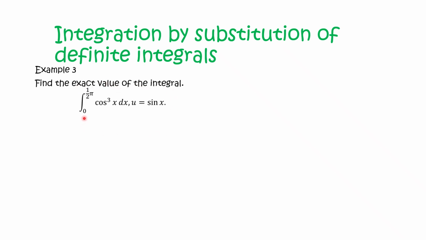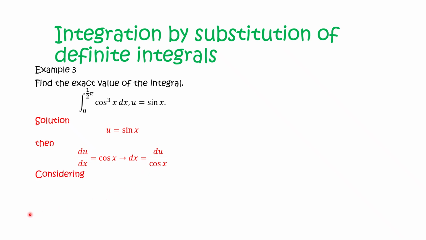Find the exact value of the integral. So we are integrating from 0 to half pi of cos cubed x dx. In this case, we are given the substitution u equal to sine of x, so this simplifies our work drastically. Now, with u equal to sine x, we can get our du dx as cosine of x, from the derivative of sine x.